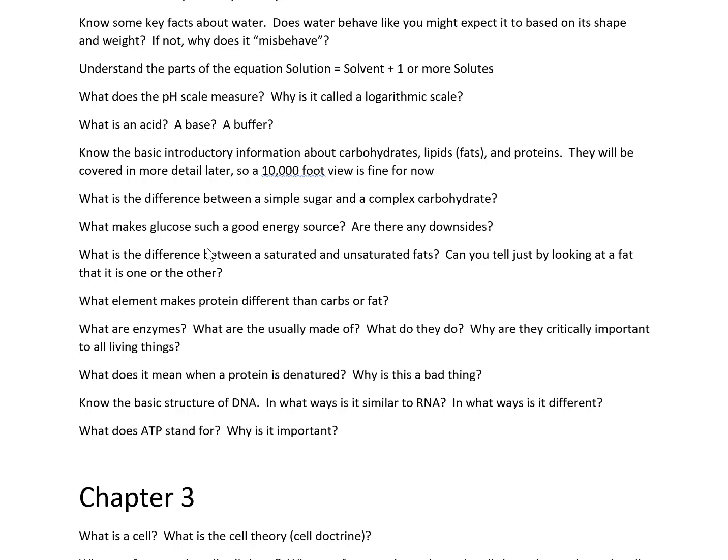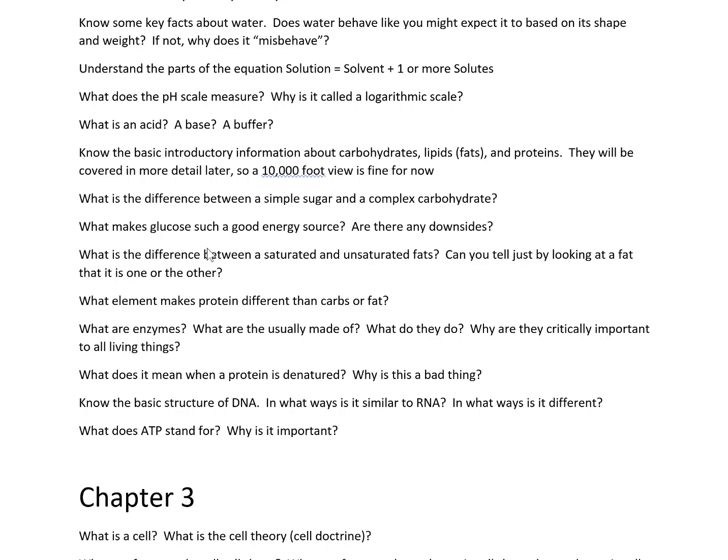So something with a pH of 6 has 10 times more hydrogen ions than something with a pH of 7. Something with a pH of 5 would have 100 times more hydrogen ions than something with a pH of 7. So 10 times 10. So it's huge differences.